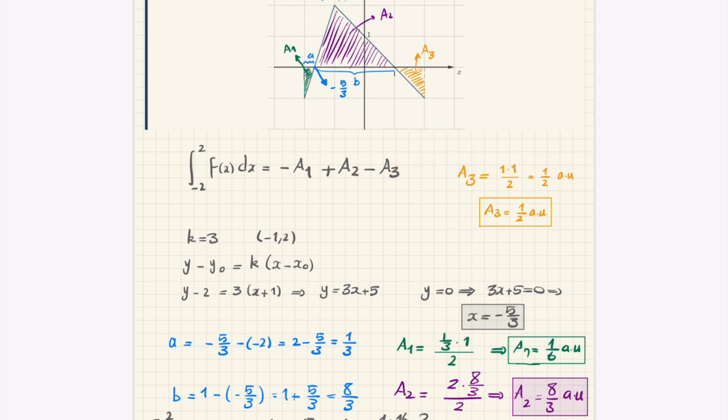So don't be worried if an integral is negative. You have to be worried if the integral is going to represent an area, and in that case, if you get a negative number, it means that you are making a mistake somewhere. Okay?